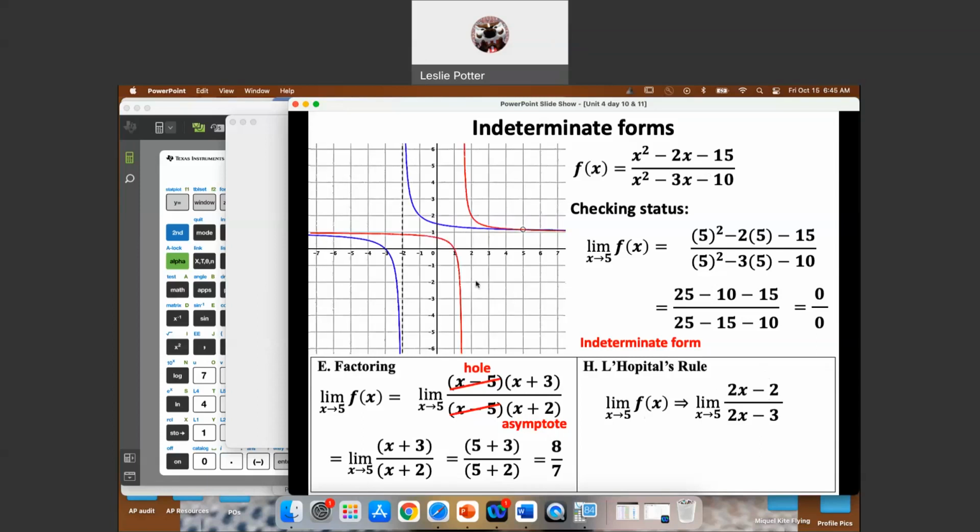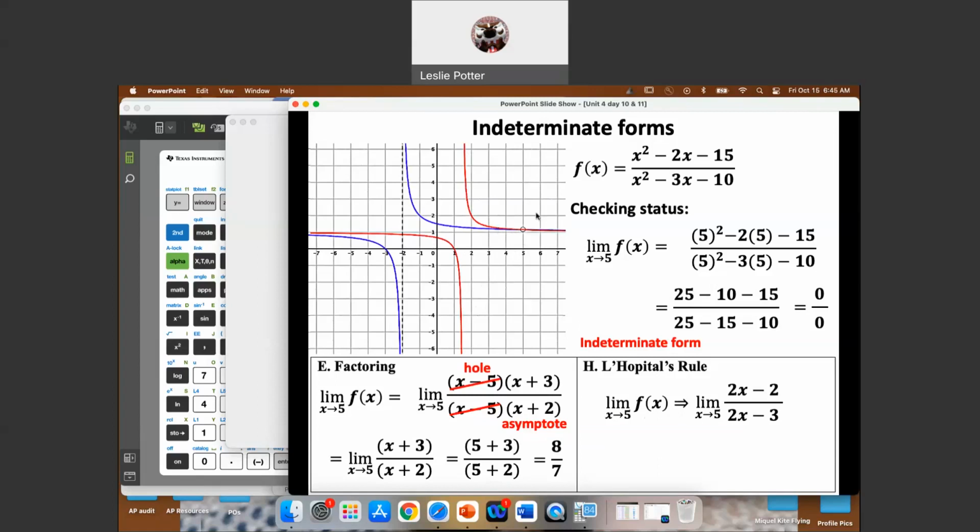So in red here is the rational expression 2x minus 2 over 2x minus 3. Okay, you can see that the denominator has an asymptote at 1.5, right? 2 times 1.5 is 3, and 3 minus 3 is 0. But this is the cool thing, we don't care what it does over here, because all we care about is where x is approaching 5. This derivative does the exact same thing as the function does, but the hole is gone.